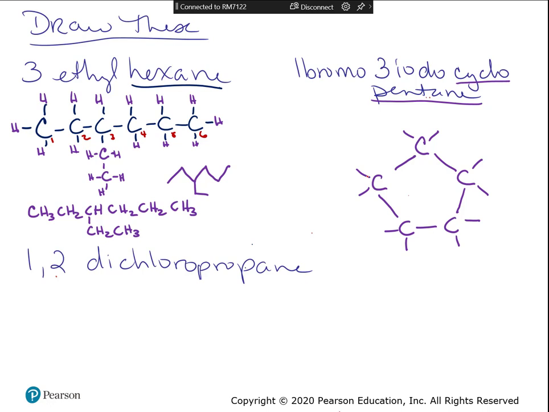Okay, so now 1-bromo, 3-iodo. Where do I put the bromine? Is it defined or do you get to choose? You really get to choose. I can put the bromine anywhere. Wherever I put the bromine, that's carbon 1.